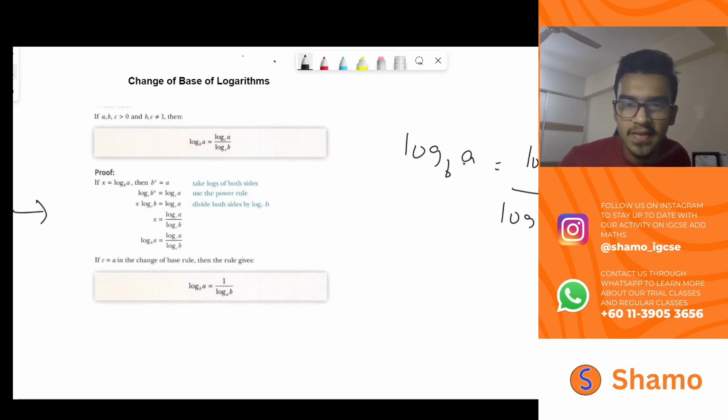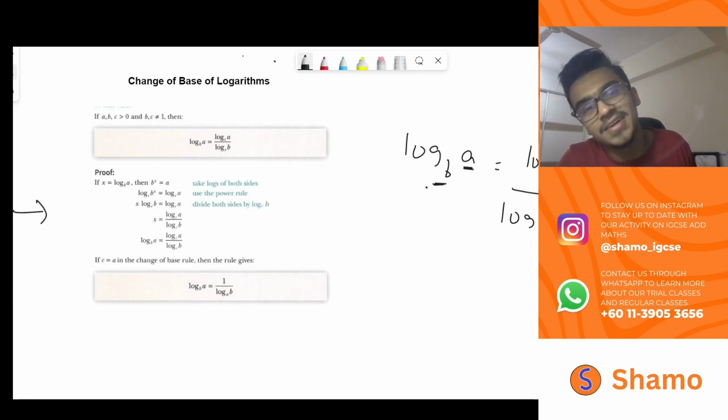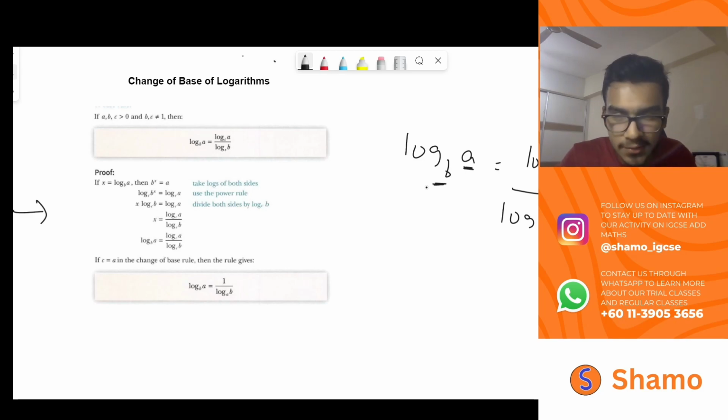Basically what happens is the new base and the old argument are in the numerator, and the new base and the old base is the argument of the denominator. Now that's a bit complicated to remember, right? And saying log base b a blah blah blah is also hard to remember. So just log bar is equal to log car log curve.